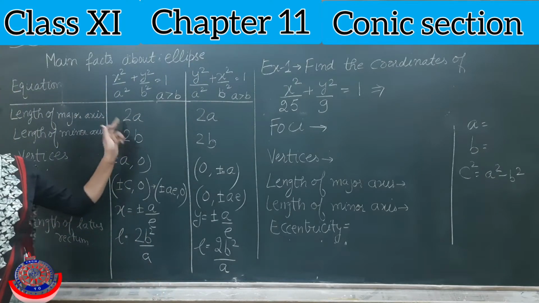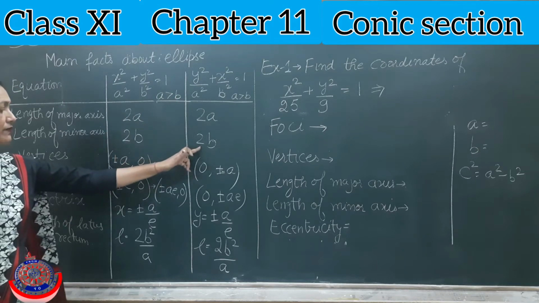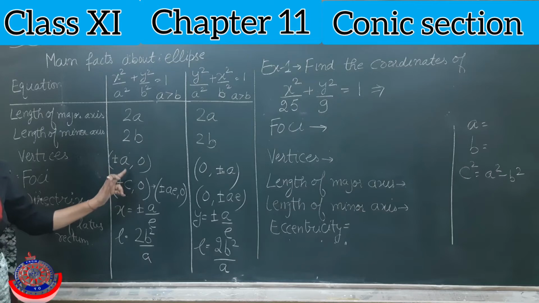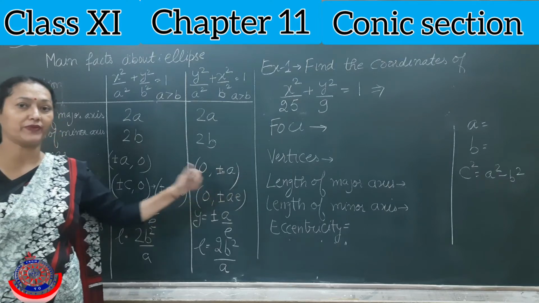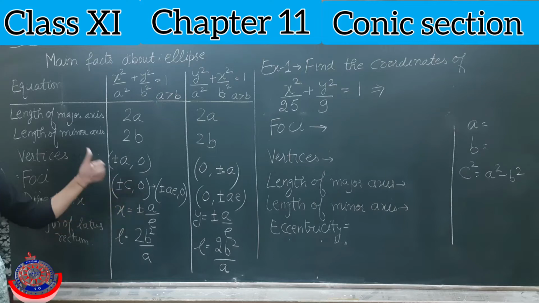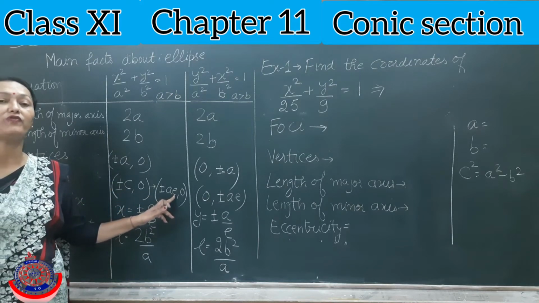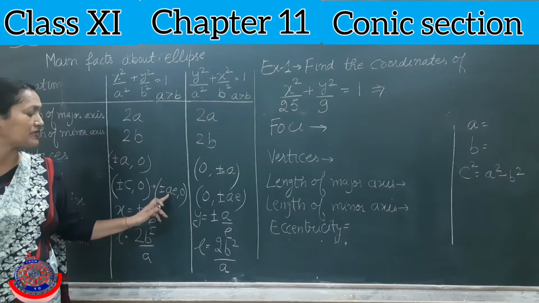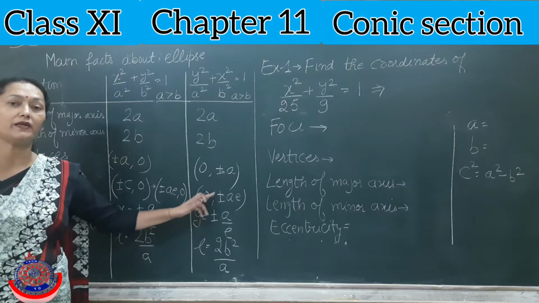Length of major axis is 2a always. Length of minor axis is 2b. Vertices, in first case it will be plus minus a, 0 and second case it is 0 and plus minus a. Focus points is plus minus c, 0. C we also know it is equal to ae from the formula of eccentricity. So it will be plus minus ae, 0 and in second equation it will be 0 and plus minus ae.